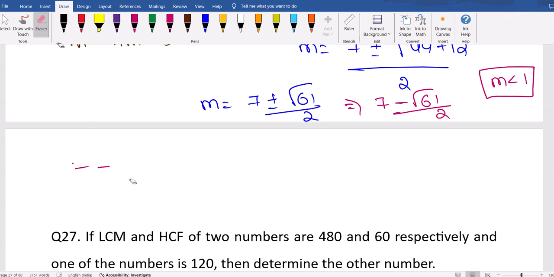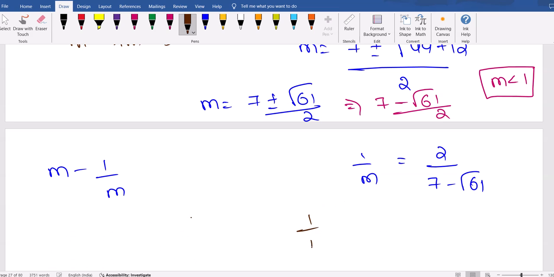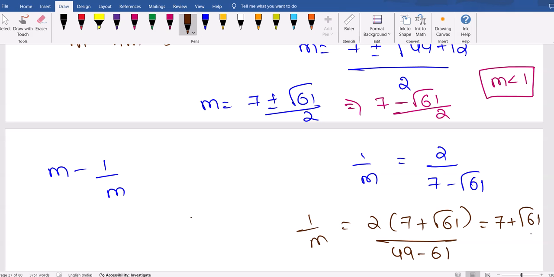Why all this m minus m inverse? m minus 1 by m. You know the m value, 1 by m to be calculated. 1 by m means 2 upon 7 minus root 61. We need to do rationalization. This is in TCS also, we have such a concept: when you have a surd in the denominator, we need to do rationalization. So I can multiply with 7 plus root 61 divided by 7 plus root 61, a minus b into a plus b, 49 minus 61, root 61 whole square is 61. We got minus 12 in the denominator, which is 7 plus root 61 divided by minus 6.